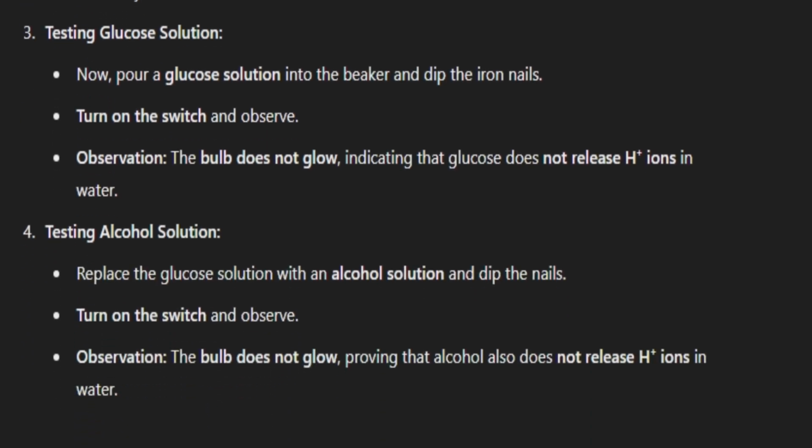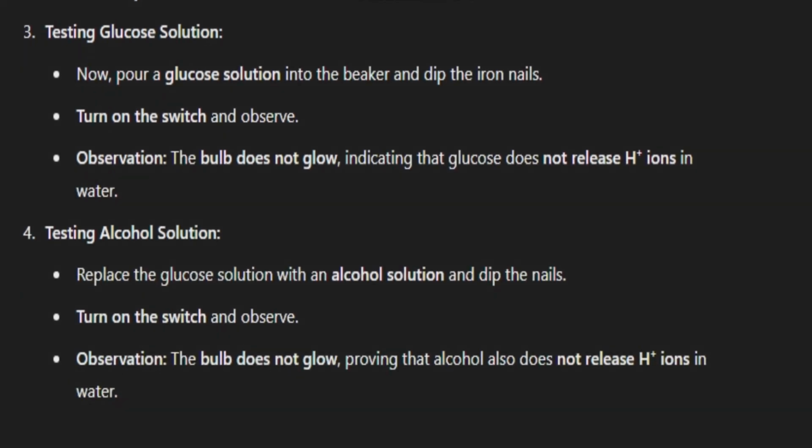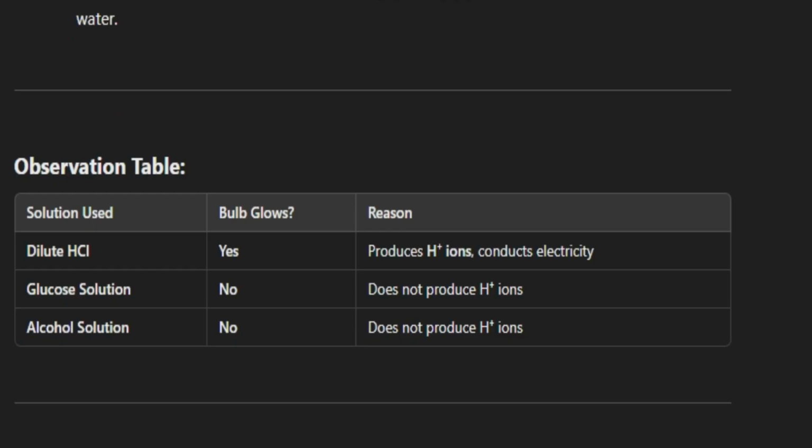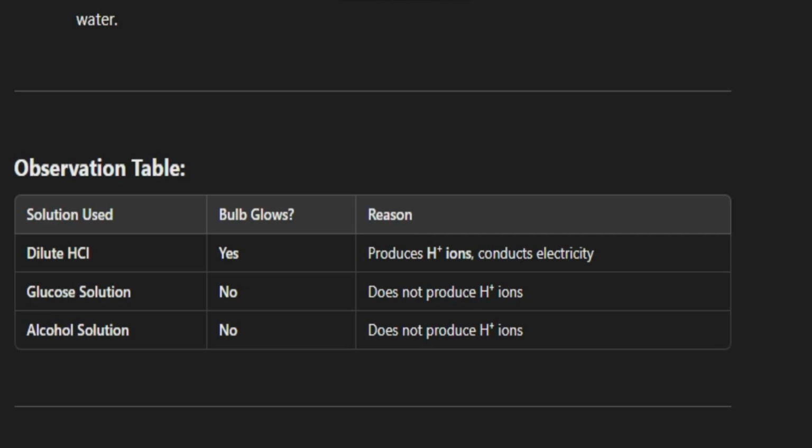Replace the glucose solution with an alcohol solution and dip the nails. Turn on the switch and observe. Observation: the bulb does not glow, proving that alcohol also does not release H+ ions in water. Observation table.